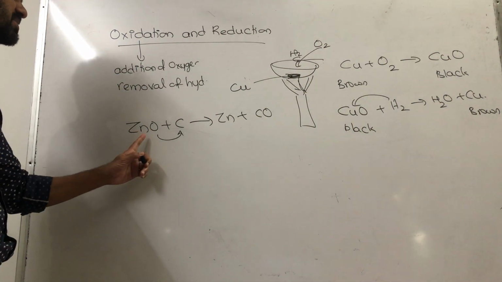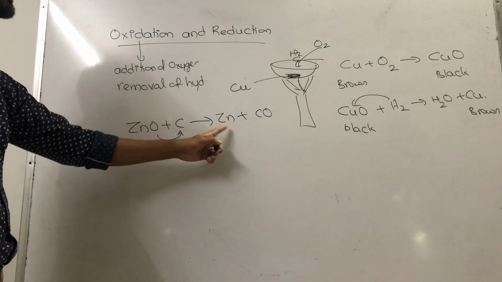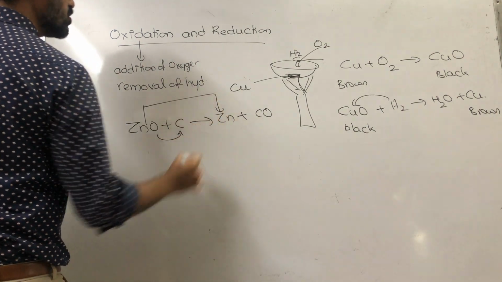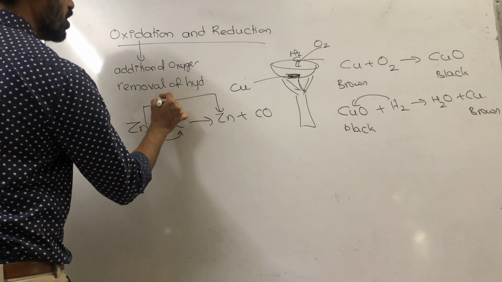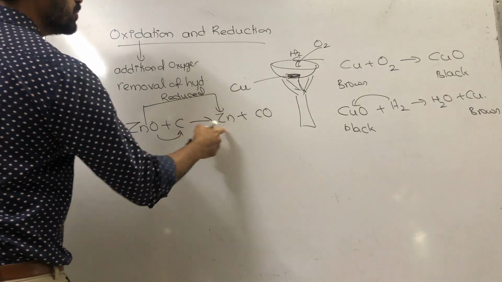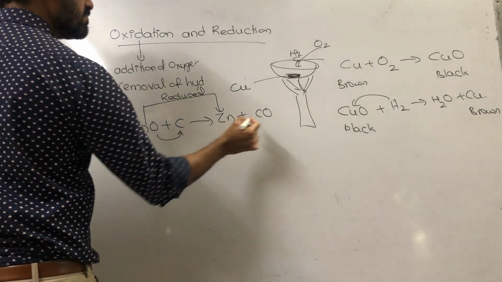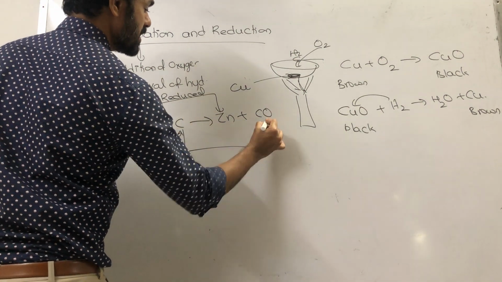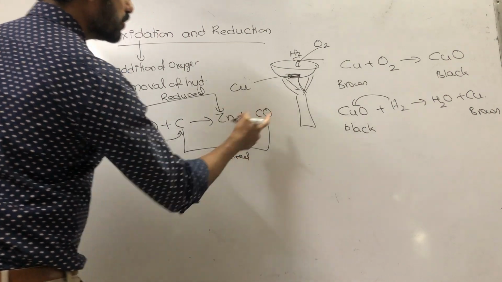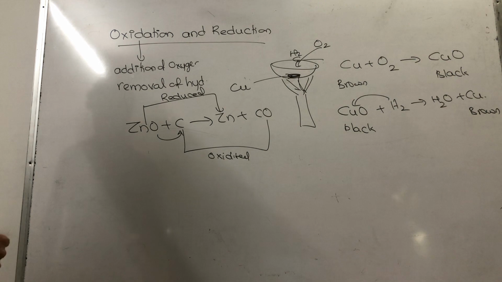In this reaction, zinc oxide is losing oxygen. So we say, because zinc oxide loses oxygen, we say zinc oxide got reduced to zinc, and carbon gains oxygen, so we say carbon got oxidized to carbon monoxide.